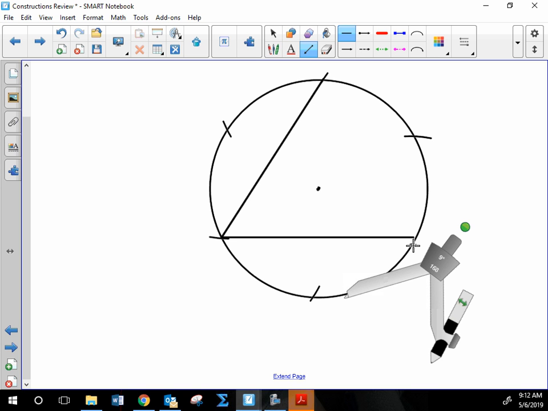Nothing too crazy there. Okay, come on, Smartboard. It's fine. Right, it's going to be a little off. Smartboard rejects me. Okay, and then hexagon, we can connect all of them.